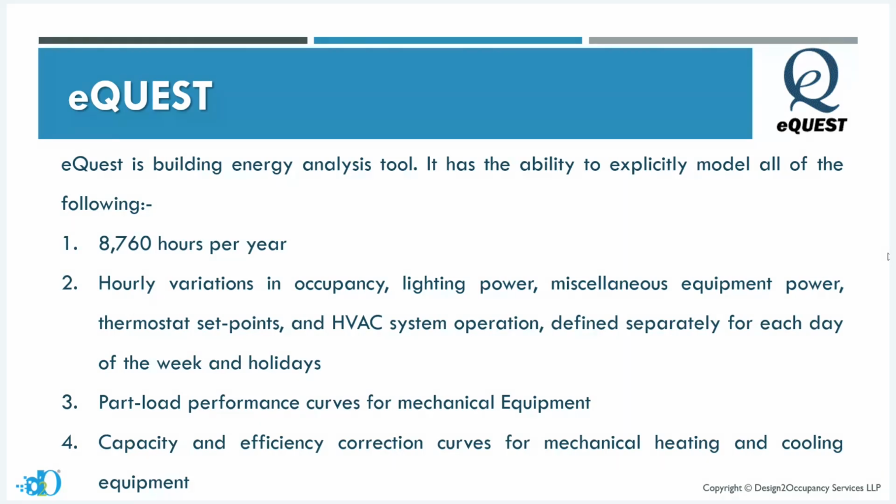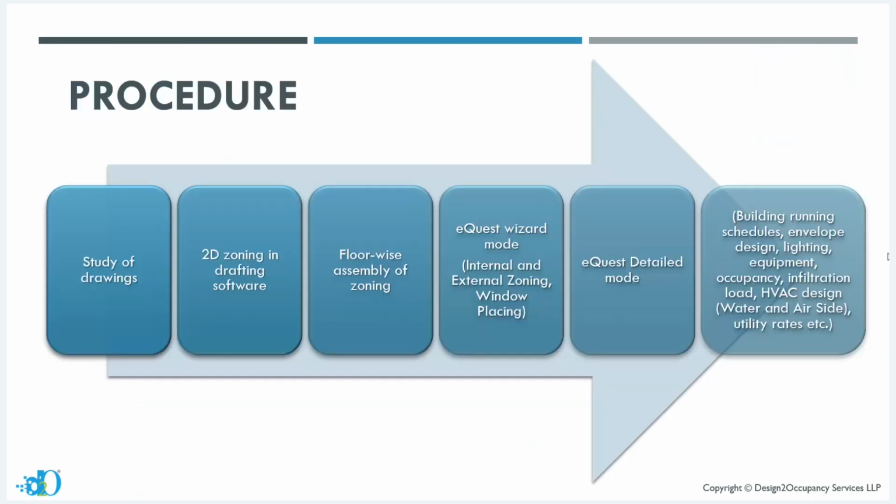On eQuest, I will show you my live project after this presentation, in which I will show you the basic steps of how to do the modeling and how we get the output. So the procedure is first we need to do the study of drawings. From the architect, we get the drawings and we need to study what the complete structure is, how many floors we have, and then we need to make the zones according to the applications or areas.